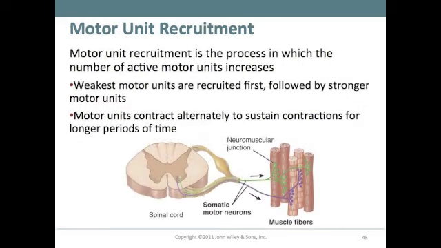So motor unit recruitment is the process in which the number of active motor units increases. The weakest motor units are recruited first, followed by the stronger motor units. Motor units contract alternately to sustain contractions for longer periods of time.